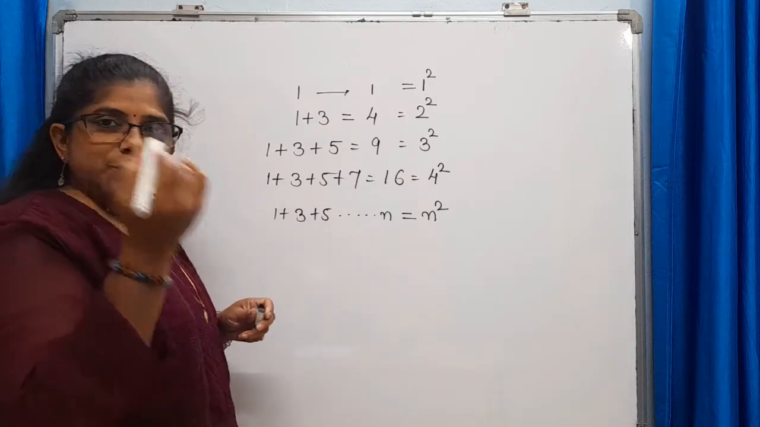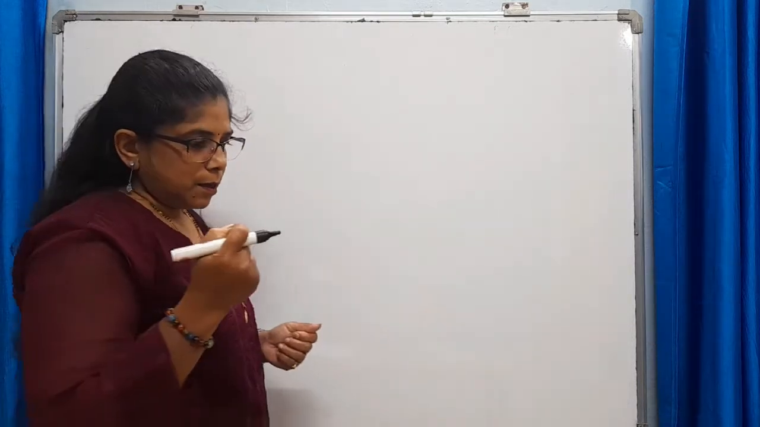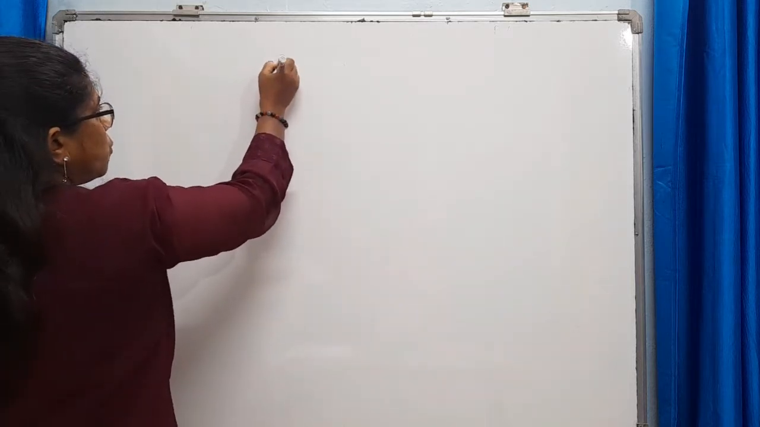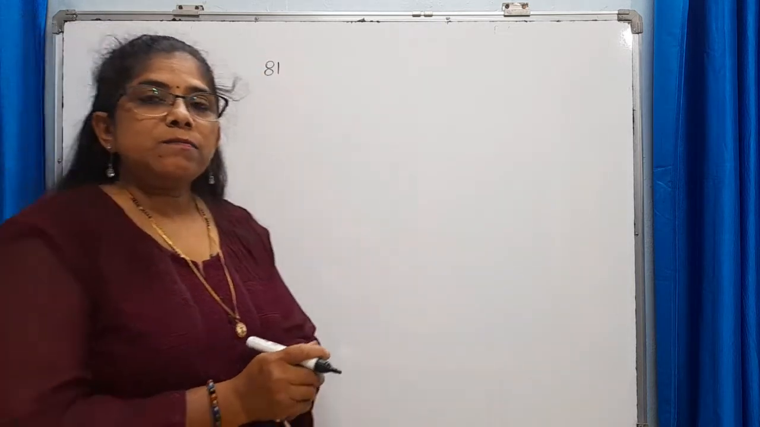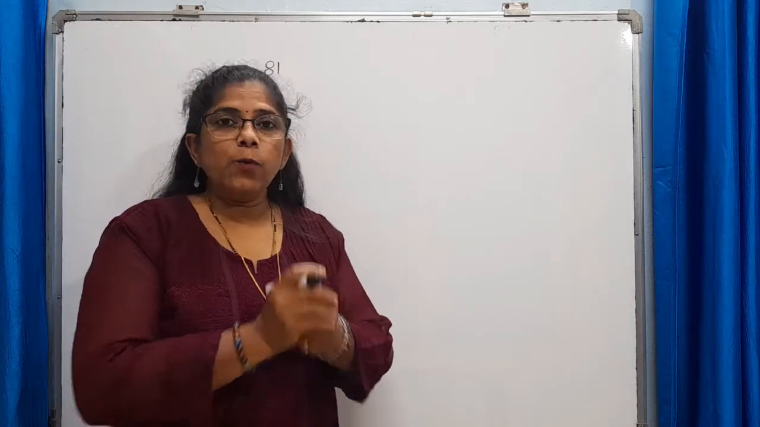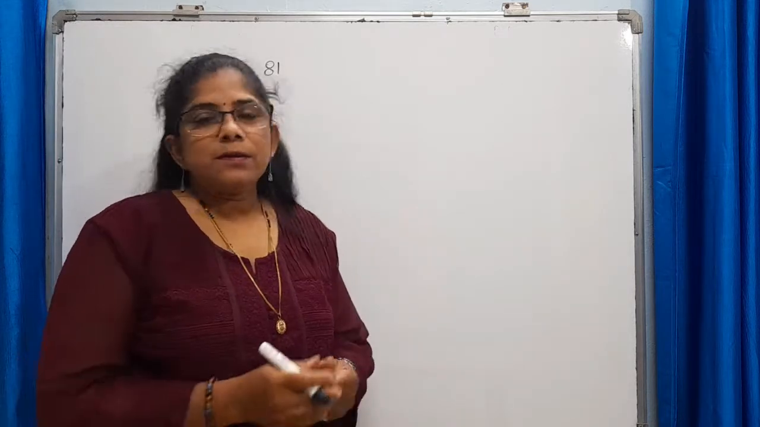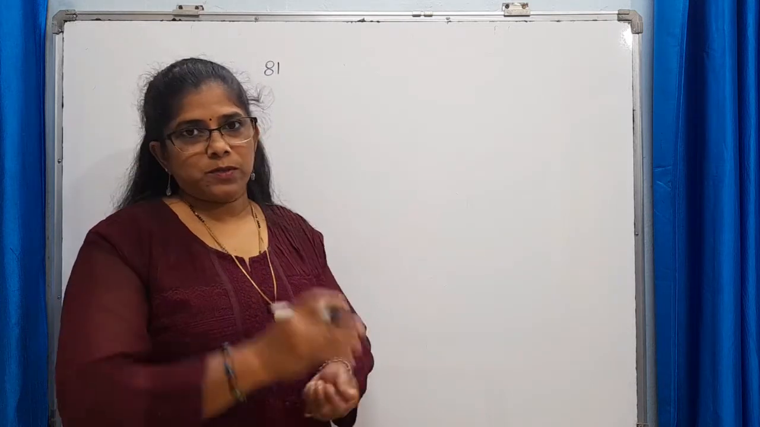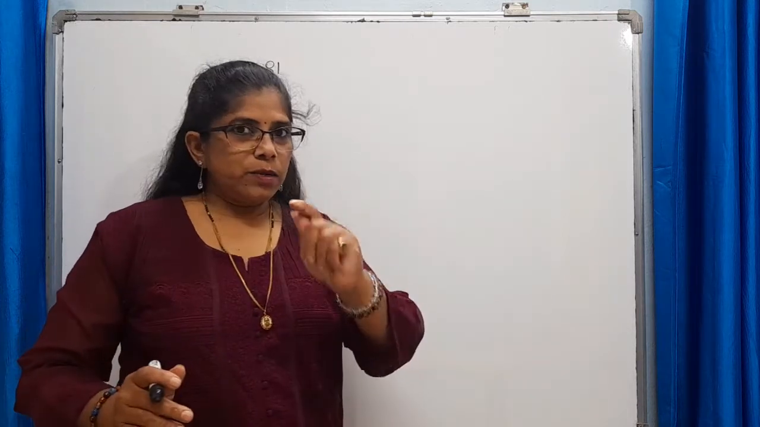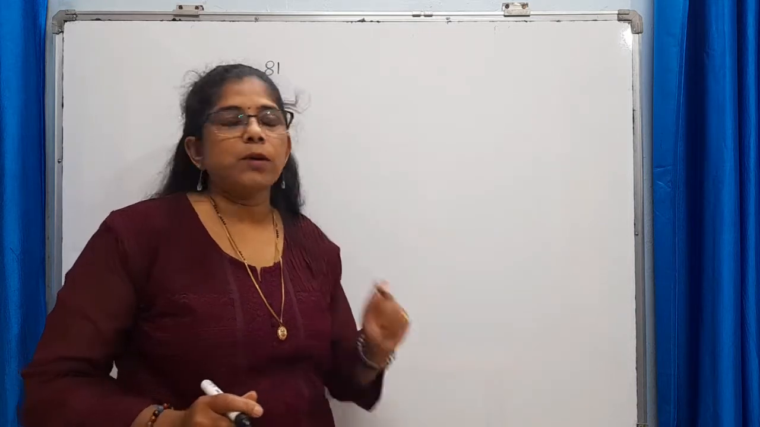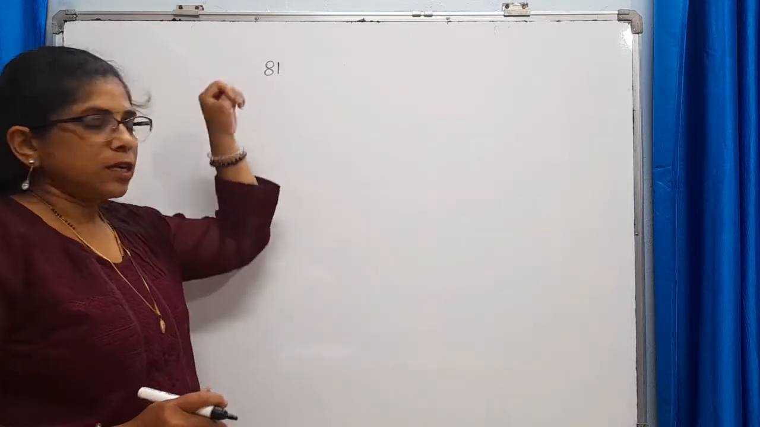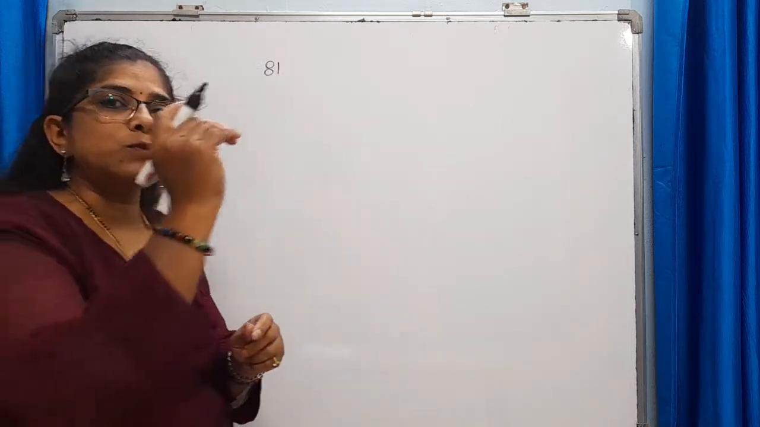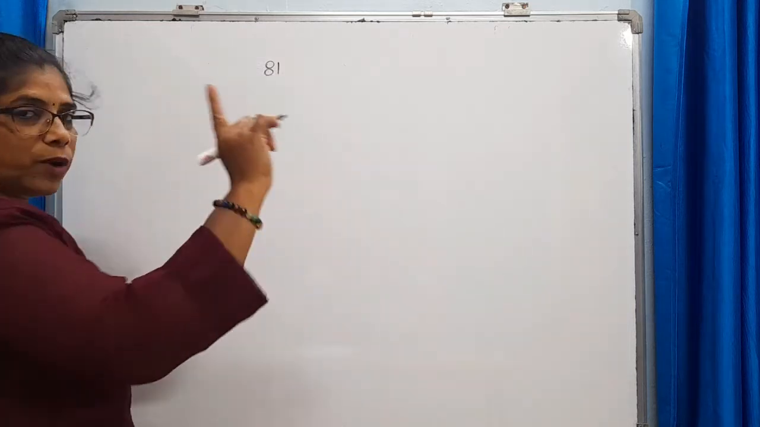Now let's see what is that method. Let's take one simple example, that is 81. We'll find the square root of 81. This method is called continuous subtraction of odd numbers, because by the sum of the odd numbers we get the square of the number. So when we subtract the continuous odd numbers, we will get the square root. Now let's see how to subtract. We will subtract the first odd number.